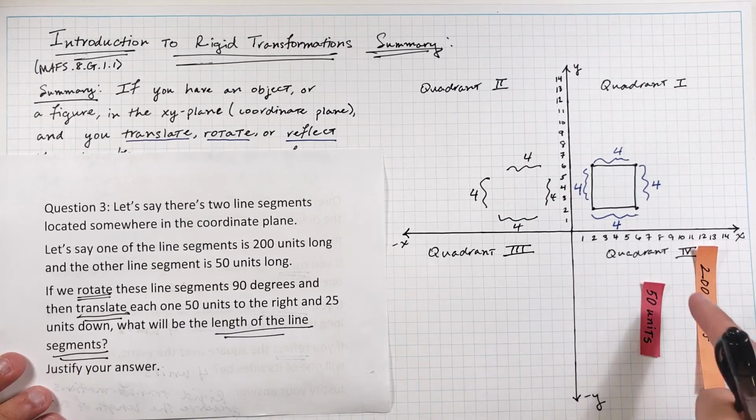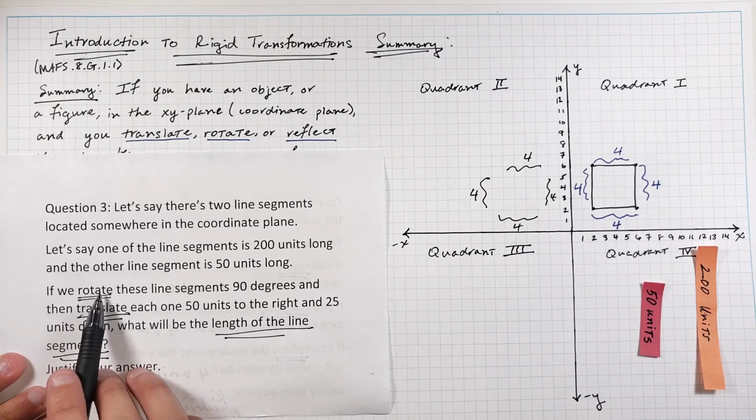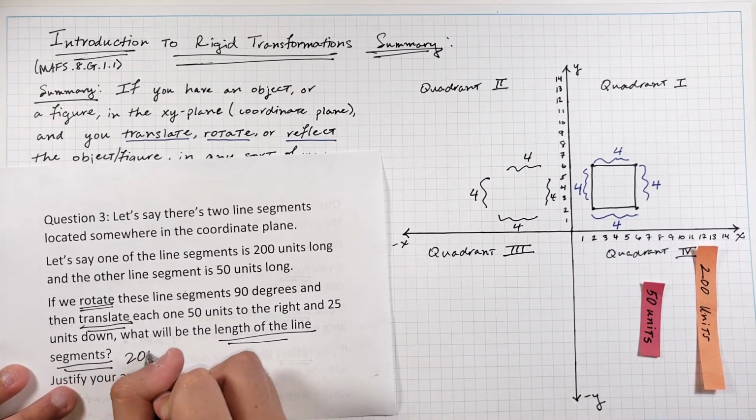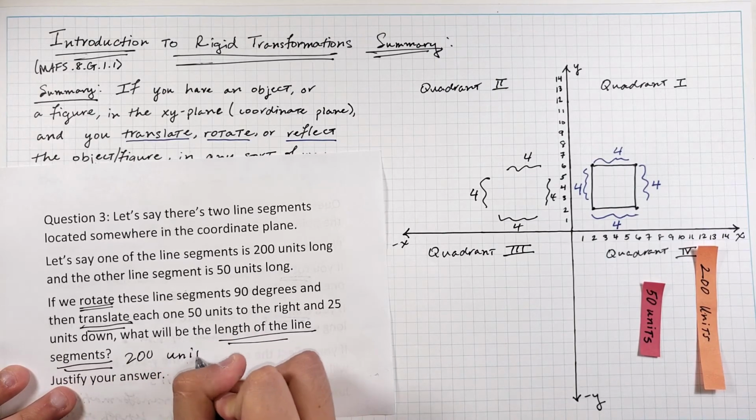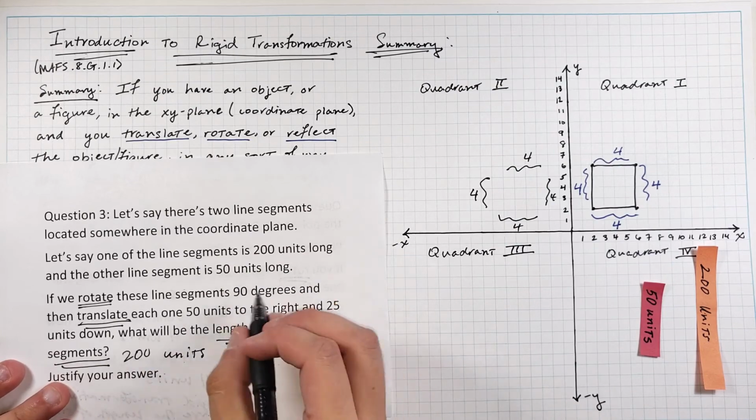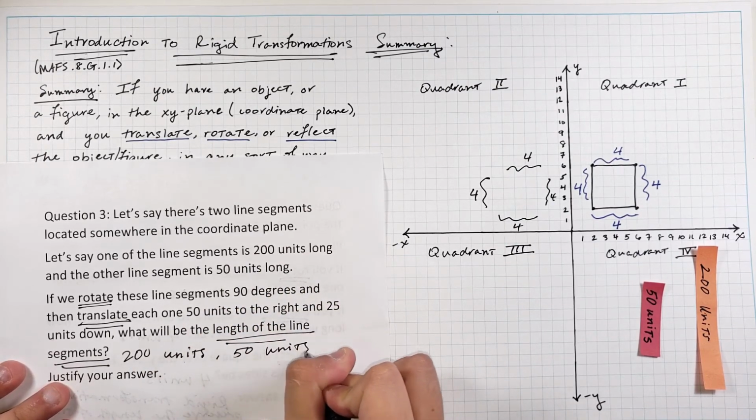The length of the lines didn't change because we rotated and then translated. These are rigid transformations. They preserve distance. They preserve the length of lines. So they didn't change. The answer here is 200 units. The one that was 200 units long stayed 200 units, and the one that was 50 units long stayed 50 units. That's it.